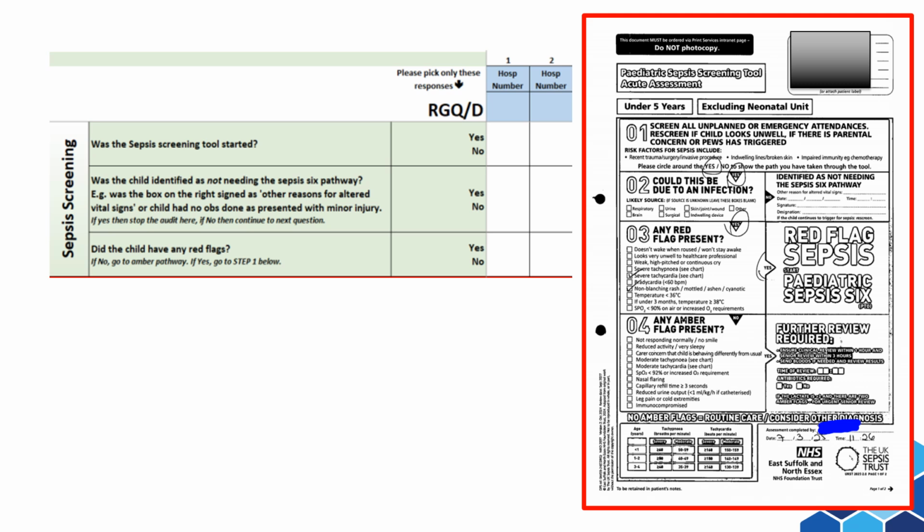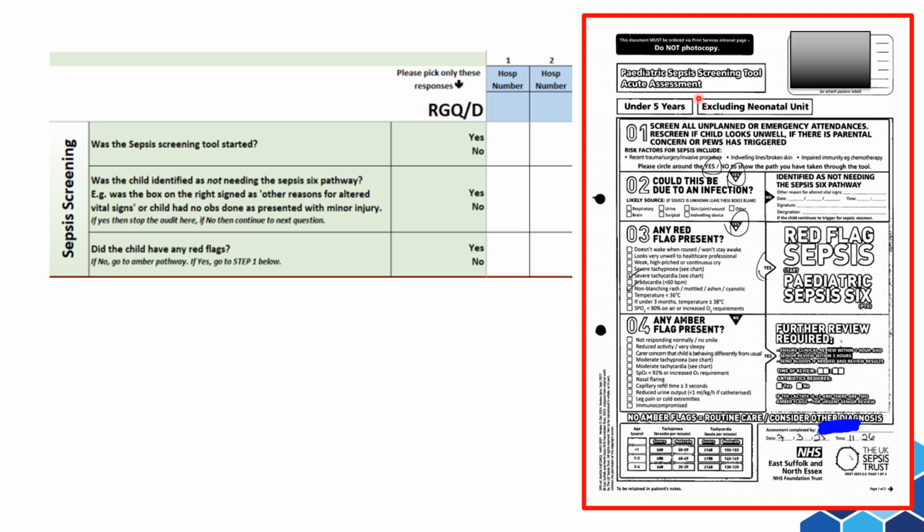So first of all, you're going to choose your patients that you want to audit. Try and choose as many as possible, so we've got a broad sample size, please. So next you're going to write the hospital number in the top section just here. And then you're going to ask your first question, was the sepsis screening tool started?